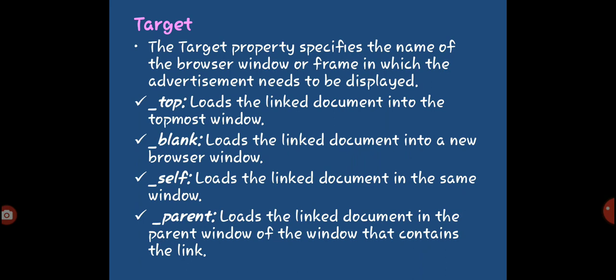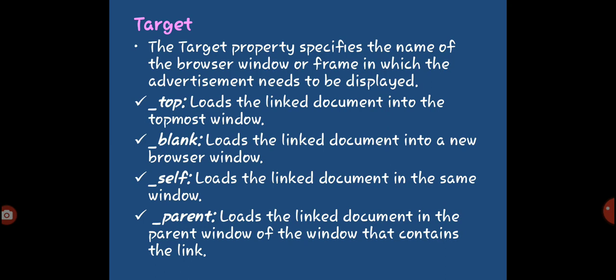Then target is about the rendering of the advertisement. The target property specifies the name of the browser window or frame in which the advertisement needs to be displayed. Where, or in which browser window, it has to be displayed is set by the target. The target parameter has different values. The first one is top, so it will be displayed on the top of the window. Then blank: it loads the document into a new browser window, not the current window.